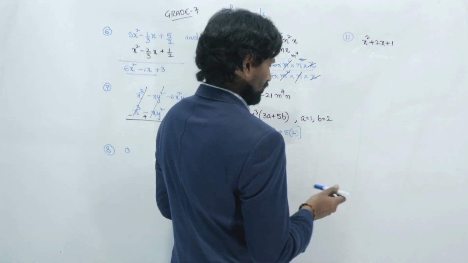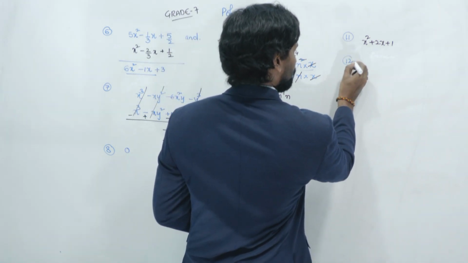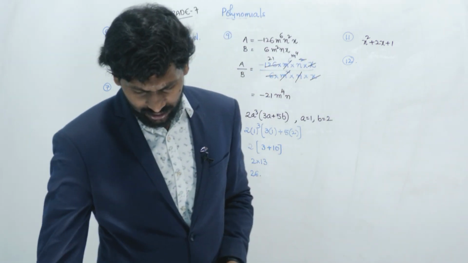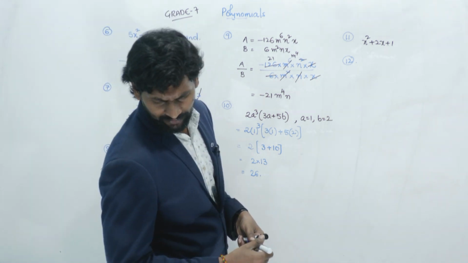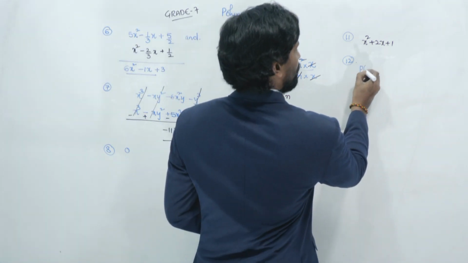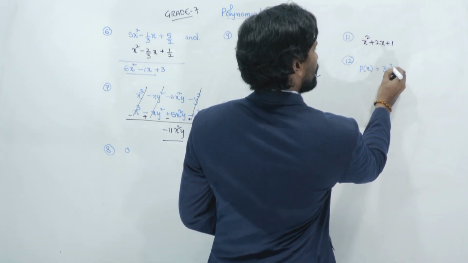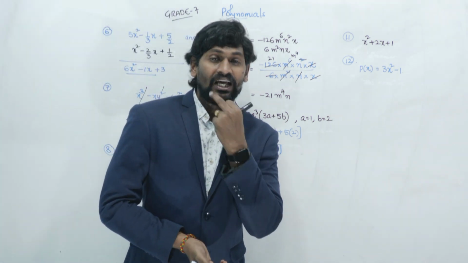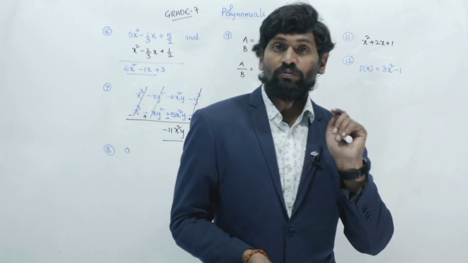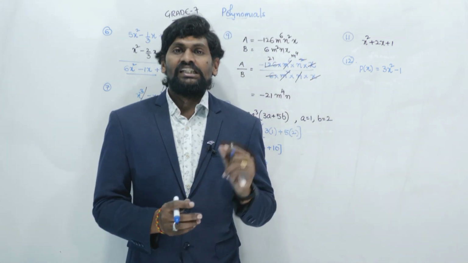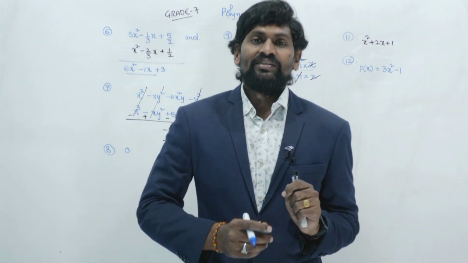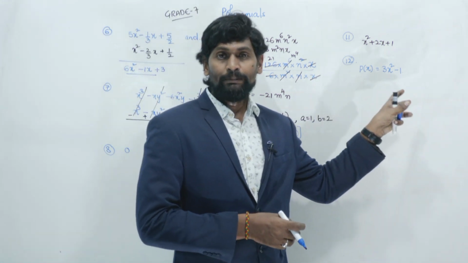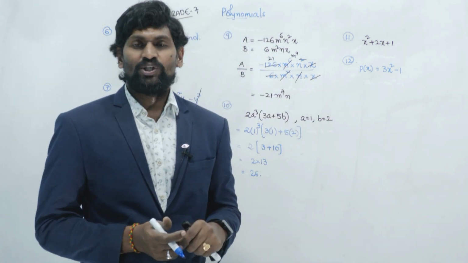Okay. Let us move on to problem number 12. The 12th one is: given the zeros of the polynomial p of x equals 3x square minus 1. Zeros of the polynomial, roots of the polynomial, or solutions of the polynomial are all the same. Simply, a zero or root of the polynomial means the value for which the given polynomial becomes 0.